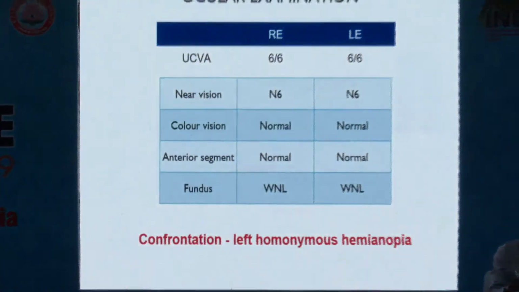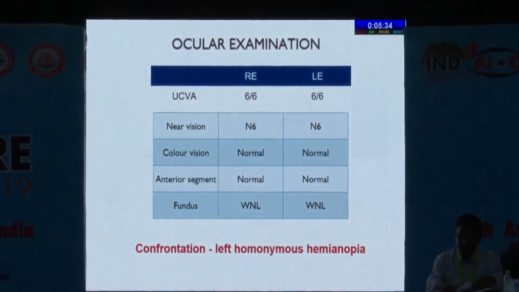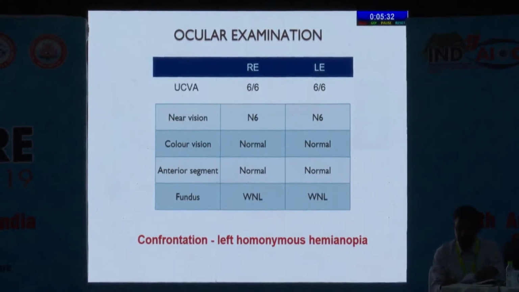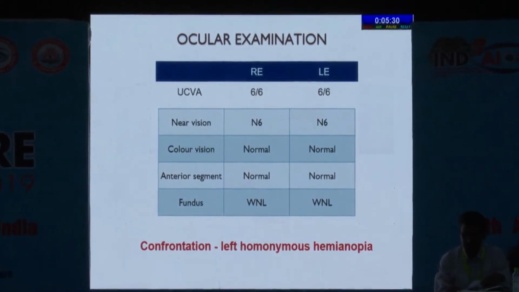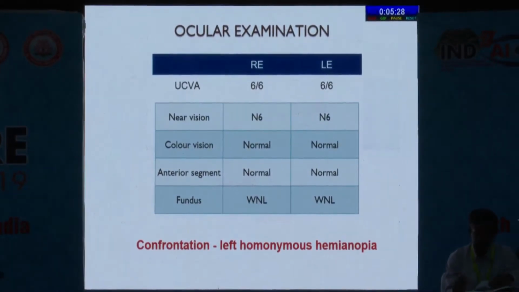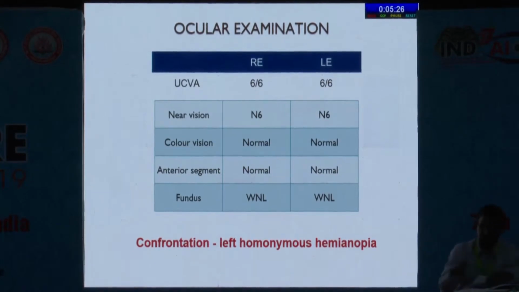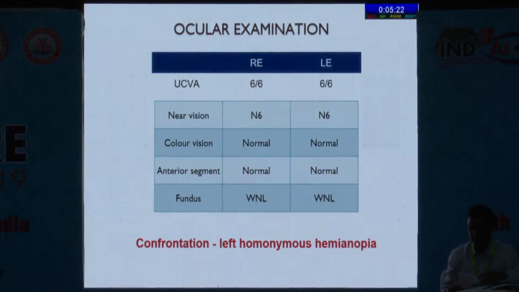Her ocular examination was essentially normal, with an uncorrected visual acuity of 6/6 in both eyes, near vision and color vision normal, equally reactive pupils, full extraocular movements, and unremarkable anterior segment and posterior segment findings. In-office confrontation examination revealed a left homonymous hemianopia, and the patient also reported not seeing the right side of the Snellen's chart while recording her distance vision.